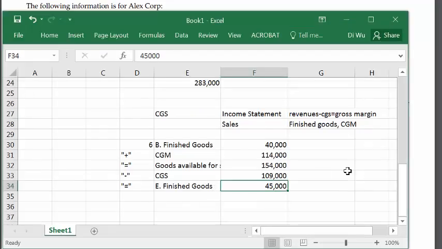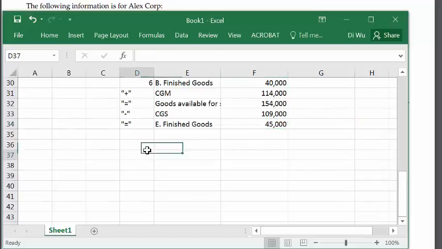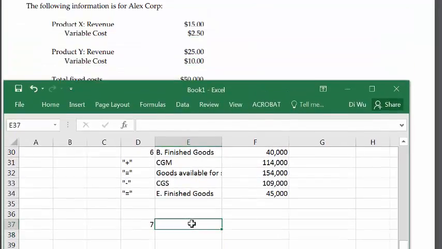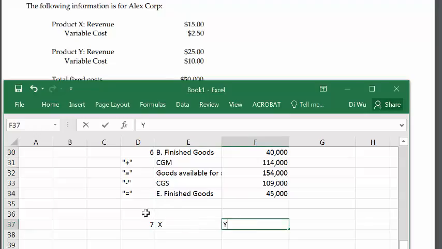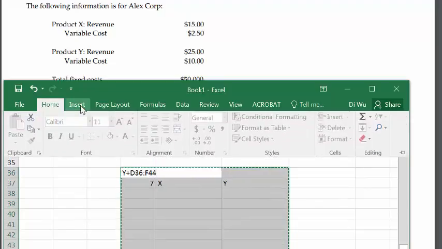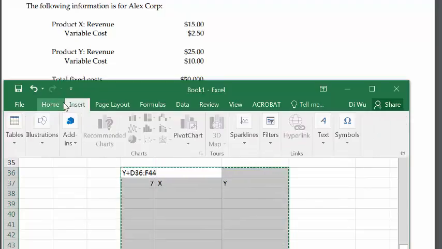So let's take a look at the question. So we are looking at question 7 this time. So there are 2 products. We're looking at product X, product Y. So I'm going to put X here and a Y there. Okay, let me put them in, try to change a little bit here.